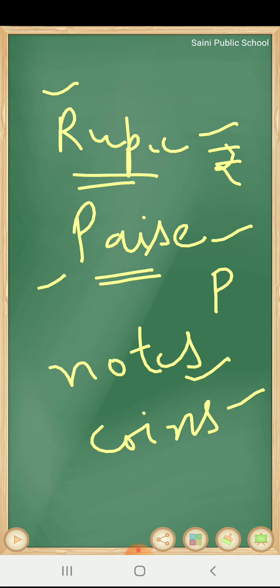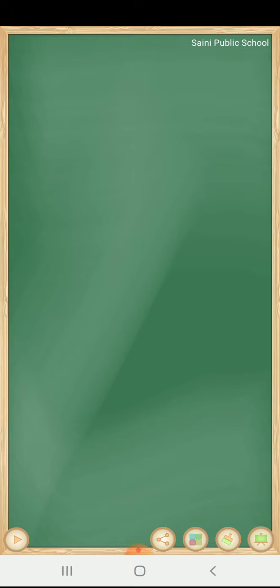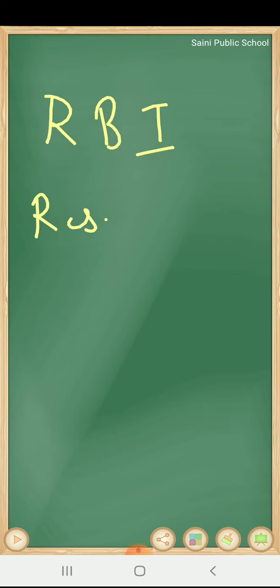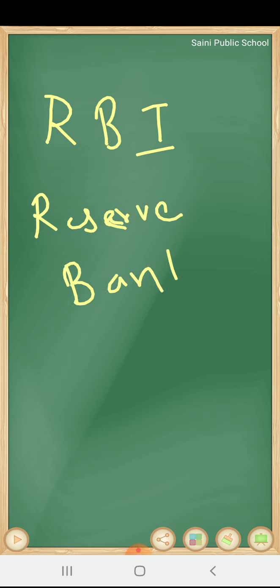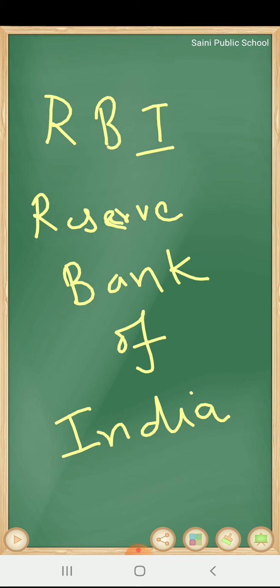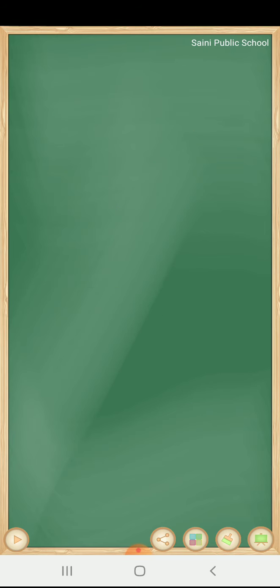Now, all coins and currency notes are issued by a bank named RBI. Means R for Reserve, B for Bank, I for India. Reserve Bank of India. This is the bank. All coins and currency notes are issued by this bank. Now we can write money in words and figures.